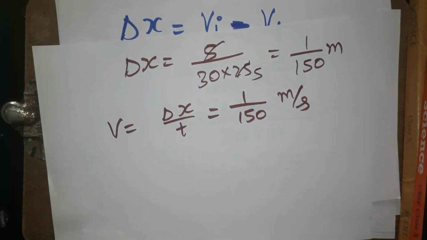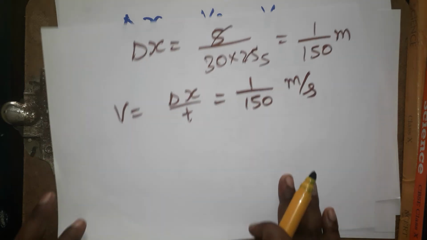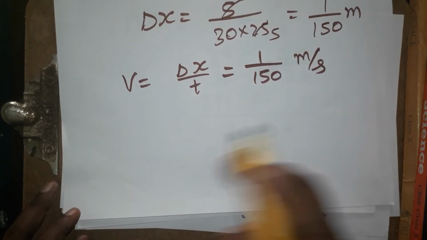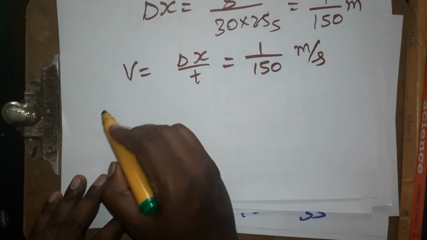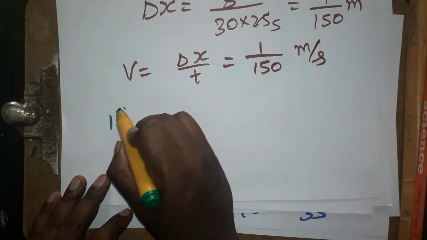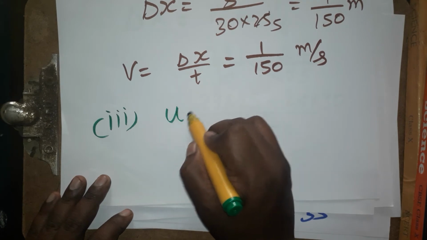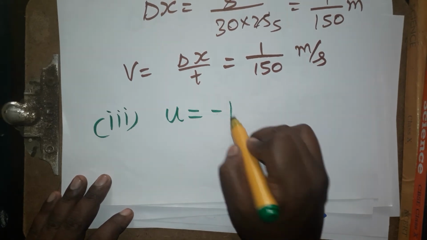Now I am going to do the third case. Everything is similar, only the length is changed. The third case is given as 19 meter. So the object distance is minus 19 meter.